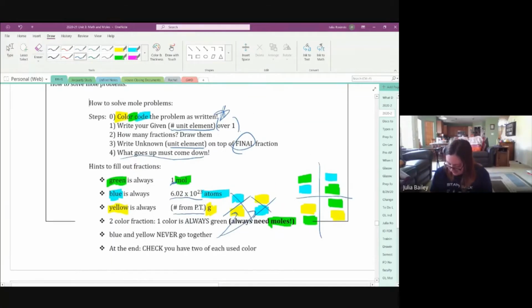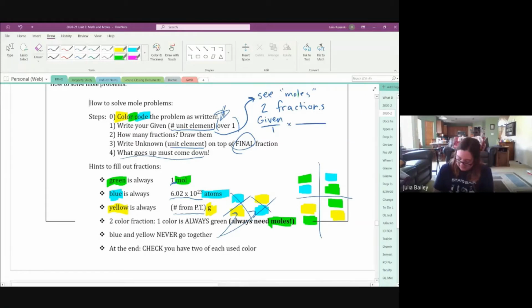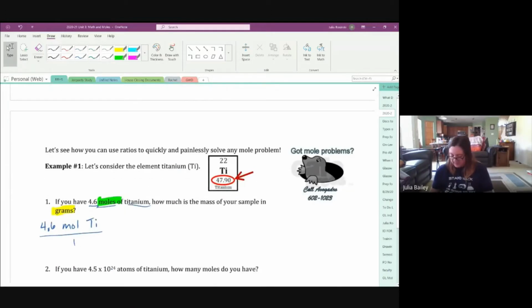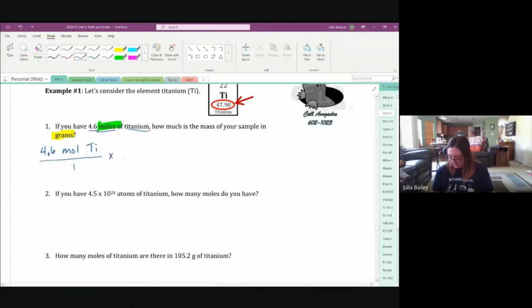If you see the word moles, that means 2 fractions. And when I say 2 fractions, I'm including the given. So that's the given over 1 times some other fraction. If you see the word moles in the problem, that's what your problem needs to look like. The given over 1, you don't have to put over 1, but then times just one other fraction. So draw them. I did my given over 1 already. I need to draw my other fraction.